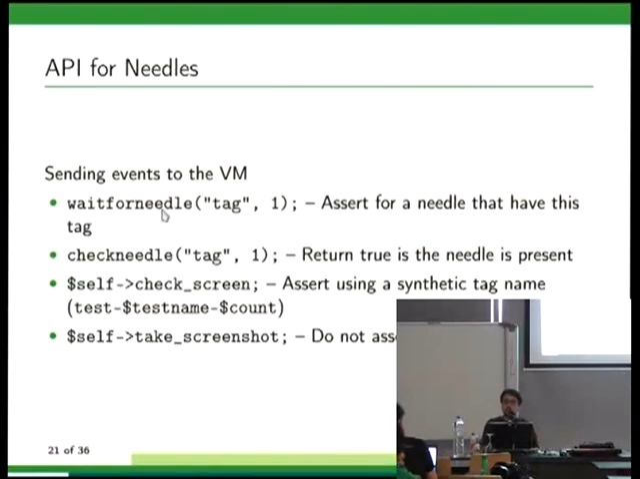In wait for needle, we need to write a tag name and a timeout. In check screen, we have a way to create names for the needles that have some sense. In this case, it's the prefix test, the name of the test, and the order of this check screen. So the first check screen is number 1, the second check screen is number 2, 3, 4. So instead of thinking about different tag names, we can use this convenient function.